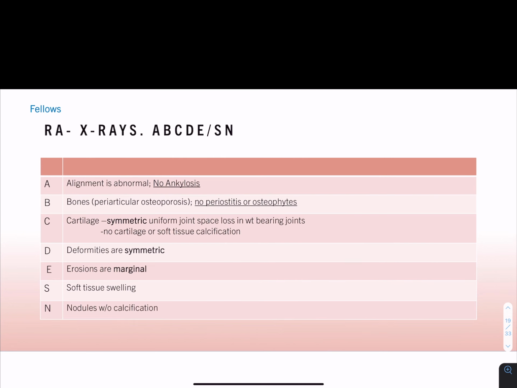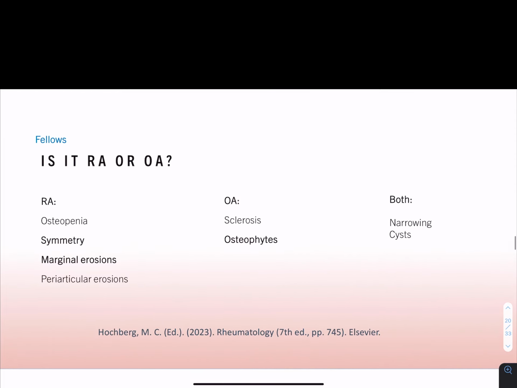Here are more detailed descriptions of X-ray findings of rheumatoid arthritis. You can use the acronym ABCDESN, but without going through each letter, I just want to highlight the symmetric and marginal nature of X-ray changes for rheumatoid arthritis. Also, note that there is no ankylosis, periostitis, or osteophytes in rheumatoid arthritis. This slide highlights the difference between OA and rheumatoid arthritis. In osteoarthritis, you'll see a lot of sclerosis and osteophytes and more asymmetric narrowing. And osteopenia and marginal erosions are uncommon in osteoarthritis. And cysts can occur in both osteoarthritis and rheumatoid arthritis.